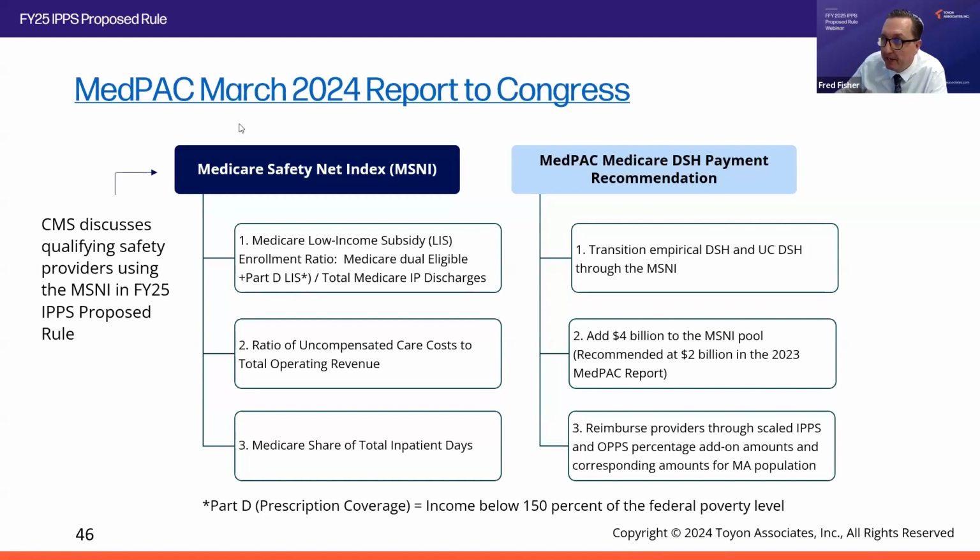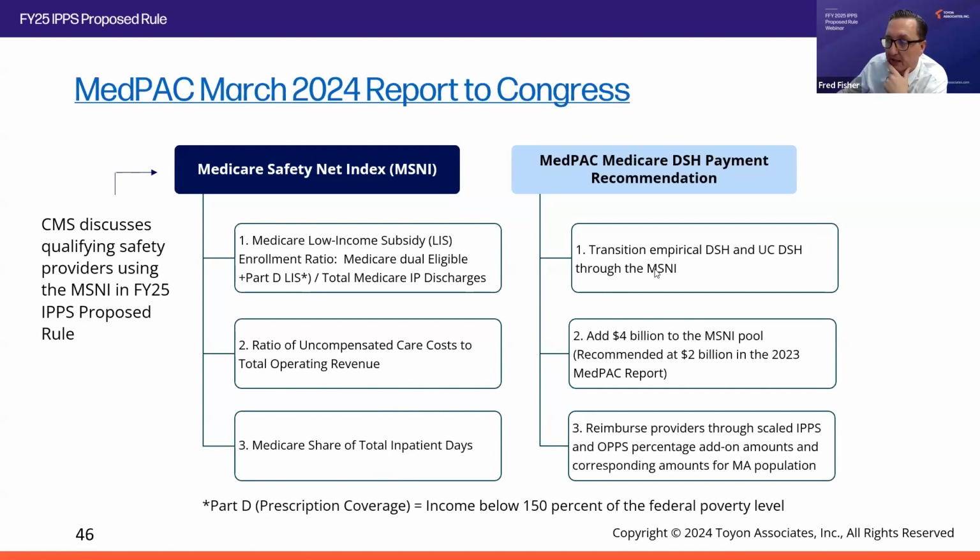We shall not forget about MedPAC's recommendation. CMS brings it up again, and in MedPAC's 2024 report, they continue to beat the drum that they want to shake up the DISH program. They want to use the Medicare Safety Net Index, which is a composite of these 3 things here, notably a provider share of patients that receive Medicare dual eligible Part D, low income subsidy. Uncompensated care cost is a portion of this, and so is the Medicare share of total inpatient days.